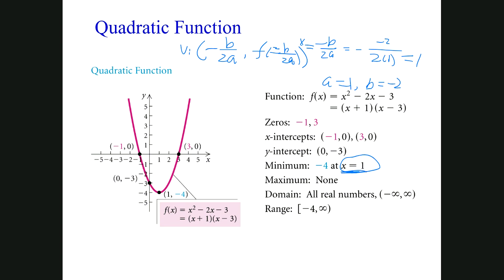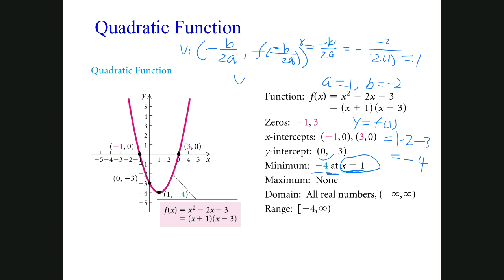Okay, and how much is the y value for the vertex? Well, the y value for the vertex will be f of 1, because my negative b over 2a is 1, right? So I just plug 1 into the equation. When x equals 1, 1 squared is 1, 1 times 2 is 2, so 1 minus 2 minus 3, and that's how I got negative 4. So the vertex is (1, negative 4). It's very quick and easy to find a vertex using the vertex formula.